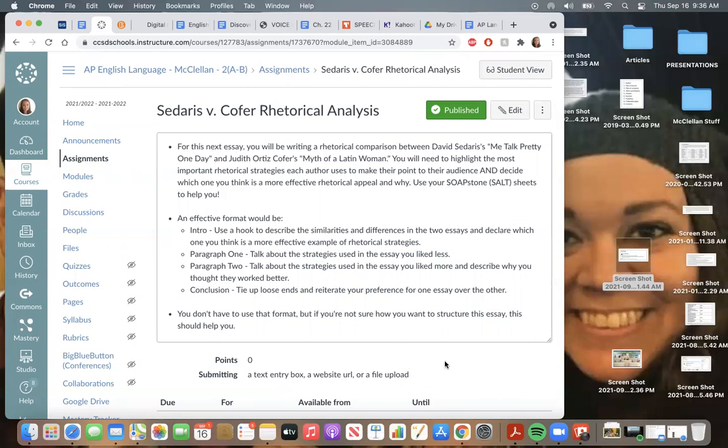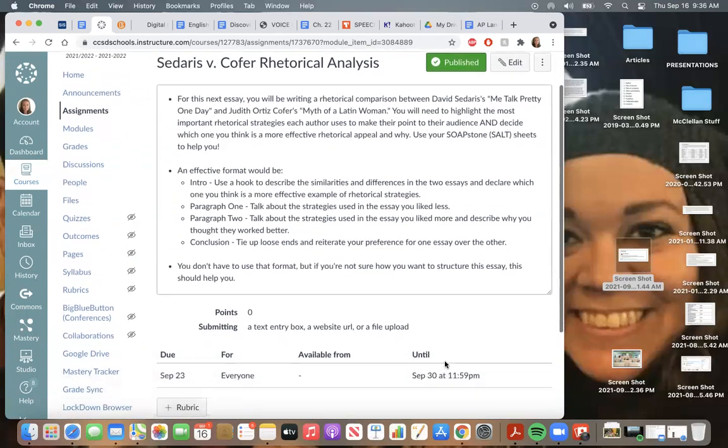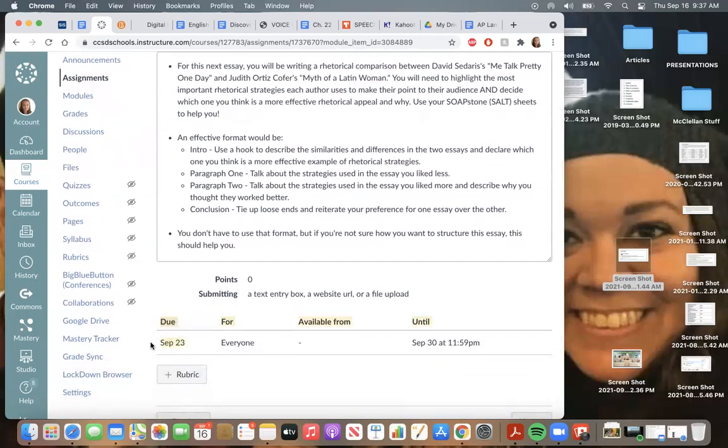Any questions about that other than when it's due? It's due 1 week from today. And I'll make sure that we have some time in class to work on it next week.